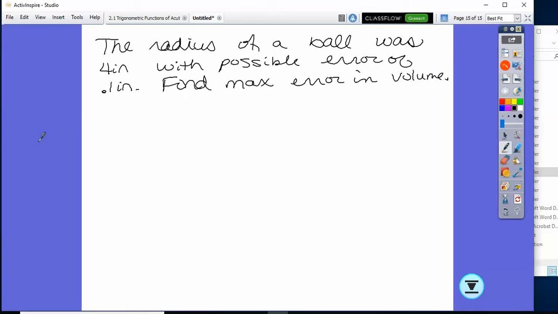Okay, so if I am looking at this, my radius is 4. If I want the error in my radius, what do I represent that with? dr. I want the error in volume, so I'm looking for dV. Right, if you're talking about a ball, that's a sphere, volume of a sphere, I would give you that if you needed it, is 4/3 pi r cubed. Yes, ma'am.